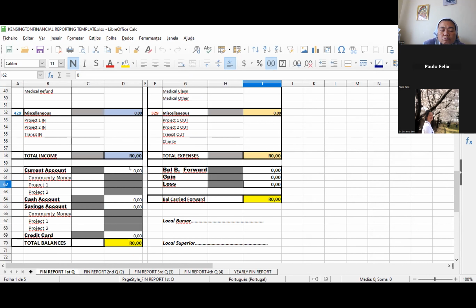Then they have to say how much money they have in the bank accounts, and if the community has some cash, and if you have projects, also at the end. All these blank spaces are filled according to what they have. At the end, the amount of total balances should match. If this one is equal to this one, it means that all the accounts are correct. If they are not, it means a mistake took place along the way.